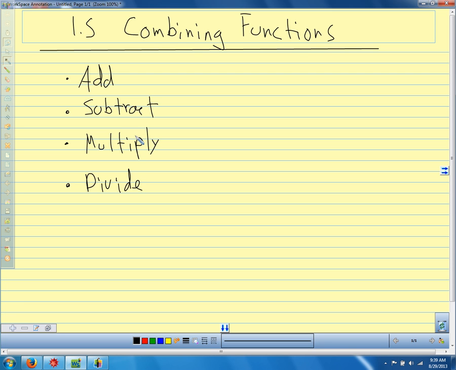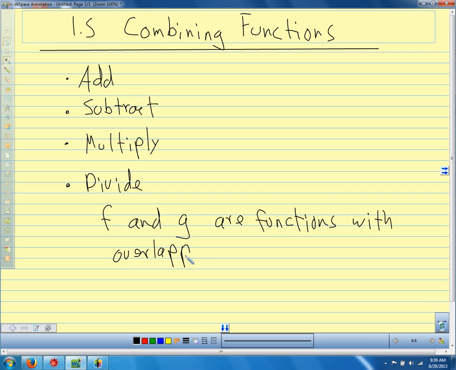So for combining functions, let me just write our basic rules. When we add, we have two functions. We're saying that f and g are functions with overlapping domains. So they need to have their domains in common to combine them this way.